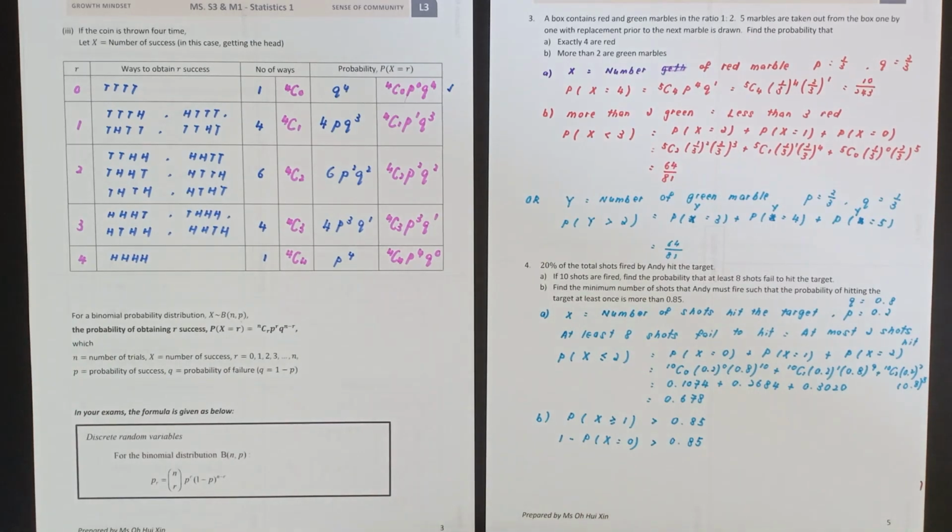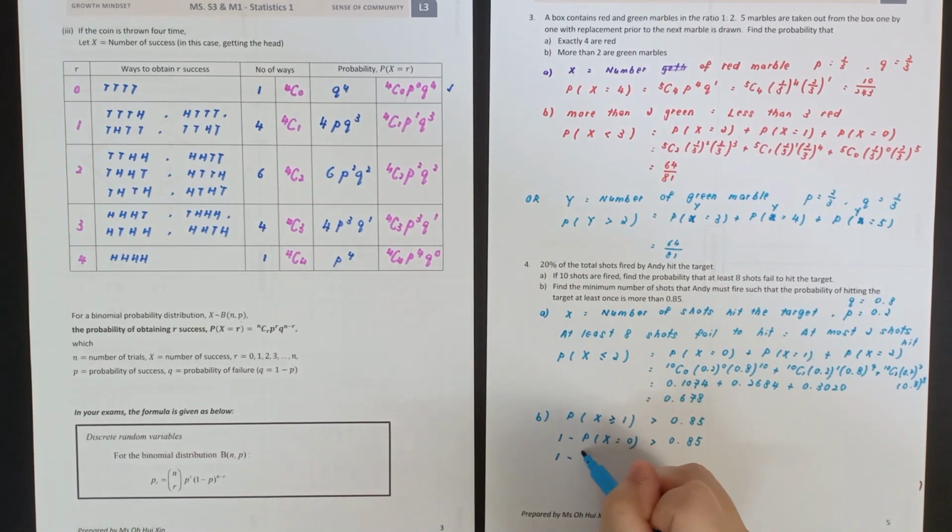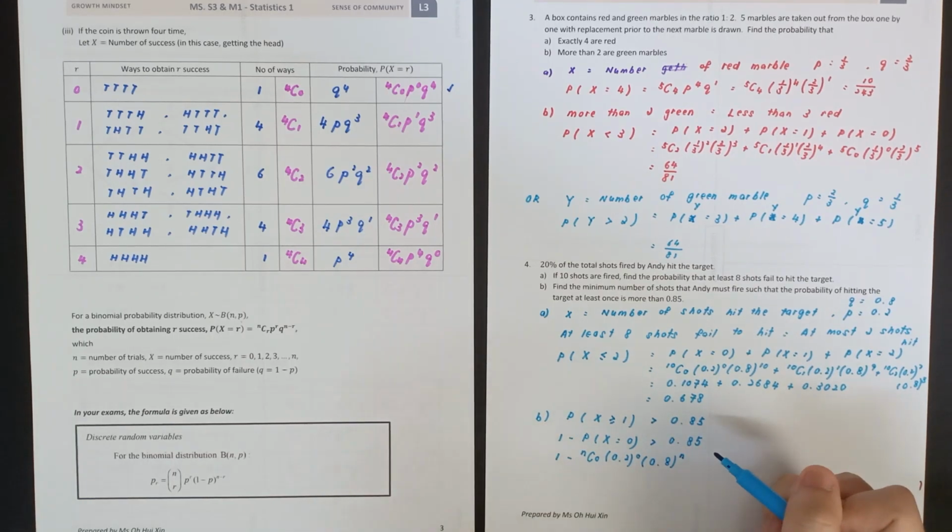Okay, so now we try to do it. 1 minus, I do not know what my n is, so this will be nC0. The probability for my p and q is still the same, right? So 0.2 to the power 0, and then 0.8 to the power n, because n minus 0 gives n. So 0 successes means n failures. So greater than 0.85.